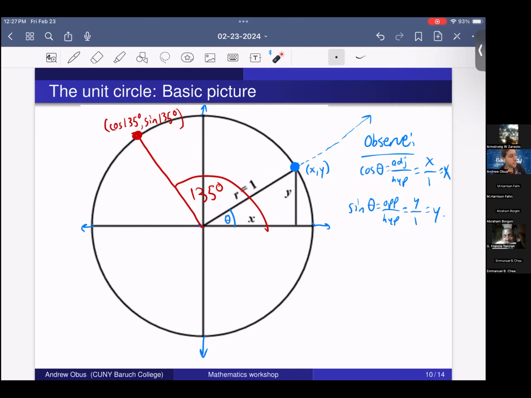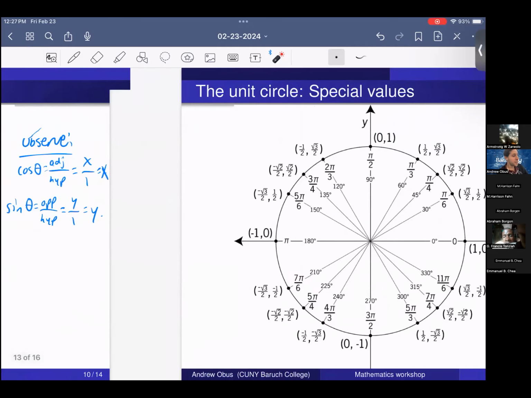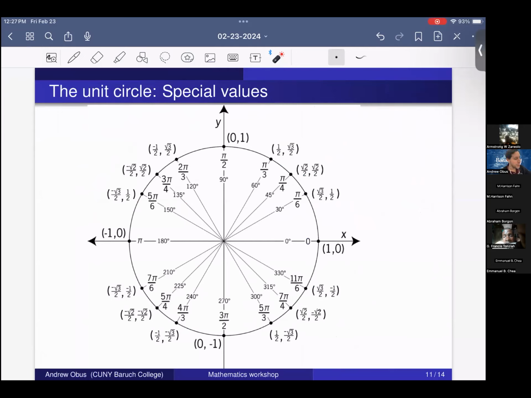All right, and if we want to see this in general, this is a unit circle with all of the special angles labeled. So this is a picture with all of the angles that we know. The measures in terms of pi are radian measure. We'll talk about that more next week. But for now, just focus on the degrees. So this is 30 degrees. And what we see is that the x-coordinate is square root of 3 over 2. That's the cosine. And the y-coordinate is 1/2. That's the sine.